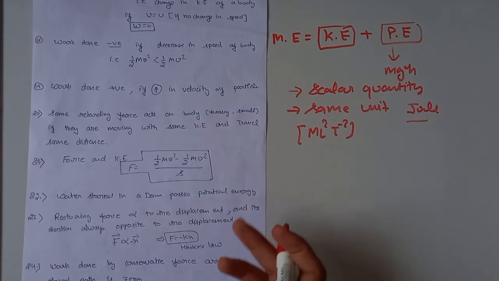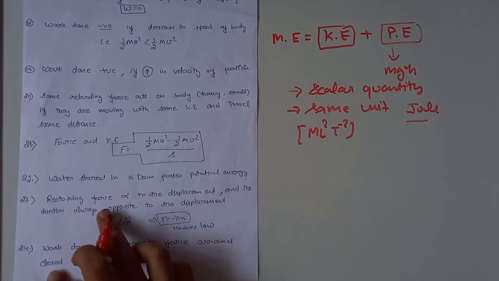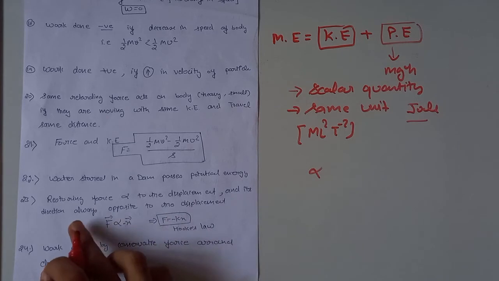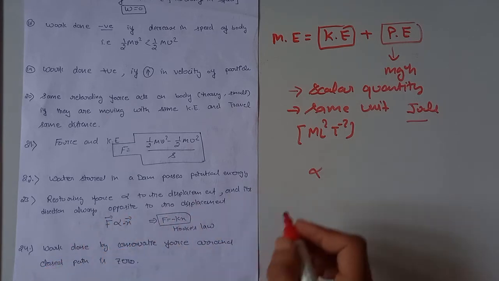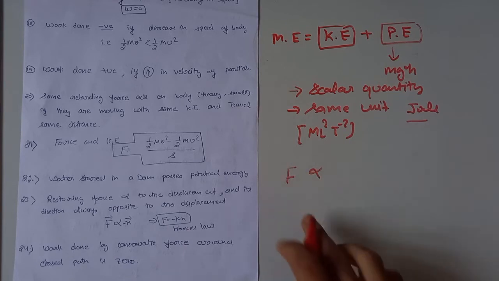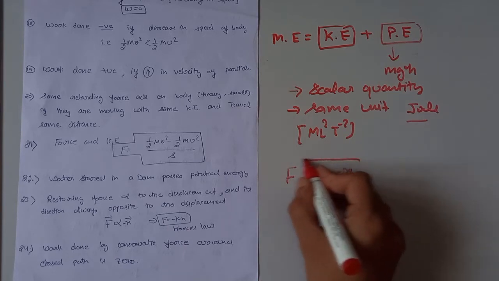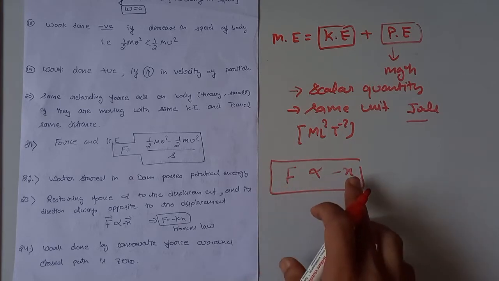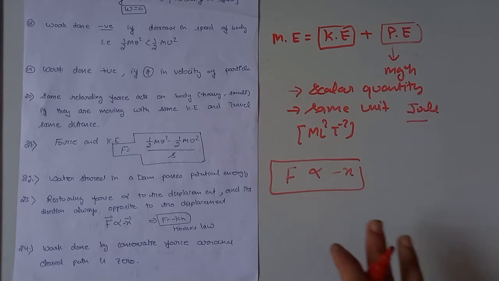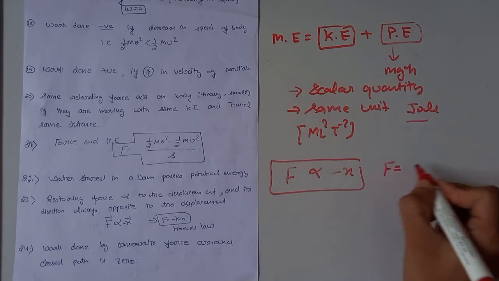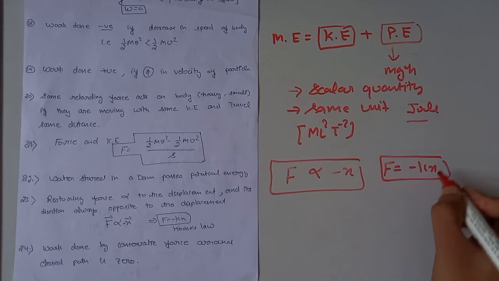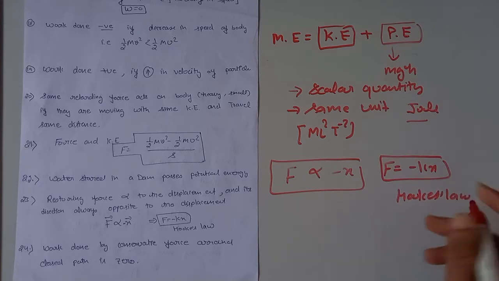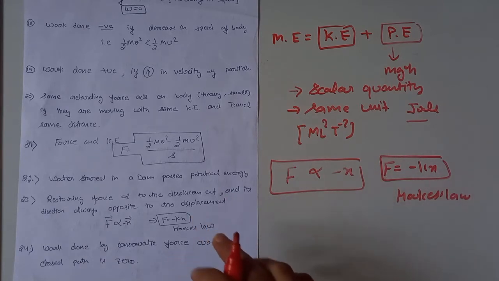When there is a restoring force proportional to the displacement and its direction is always opposite to that of displacement, this implies F is directly proportional to minus x. What does this imply? This implies restoring force is directly proportional to displacement but in opposite direction. So here F is equal to minus kx, and this relation is also called Hooke's law.